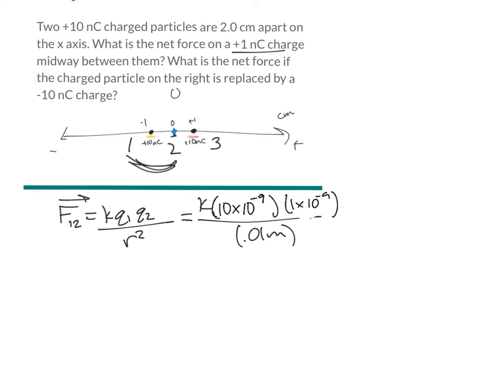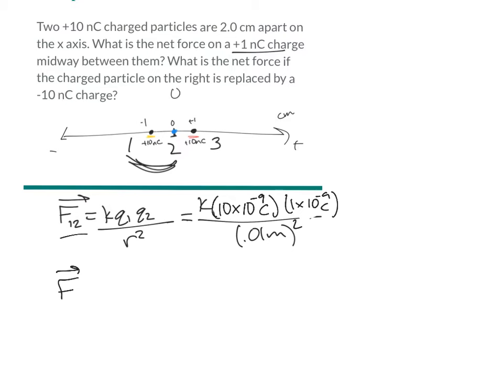And that is meters squared. All right, so there's our force: K times 10 times 10 to the negative 9th times 1 times 10 to the negative 9th over 0.01 meters squared. That's the force of 1 on 2, and you could calculate that out and get an actual number, but we don't have to because we're just comparing forces.